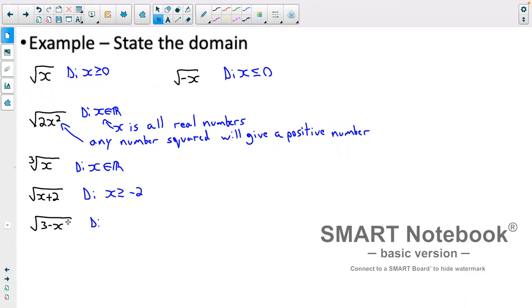Next, we have 3 minus x. So for this one, the x value that makes us equal 0 is 3. And we know that if our x is larger than this number, we're going to have a negative. So therefore, x has to be less than 3.